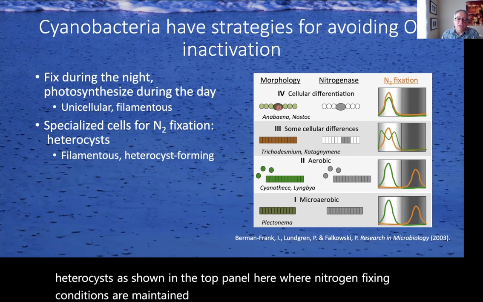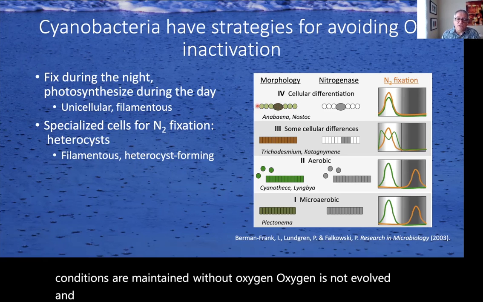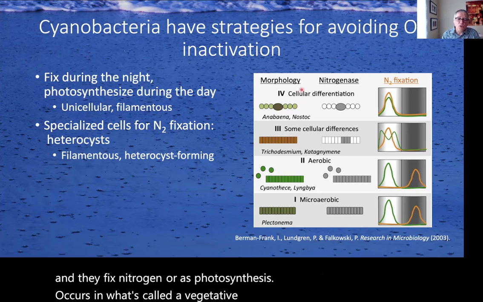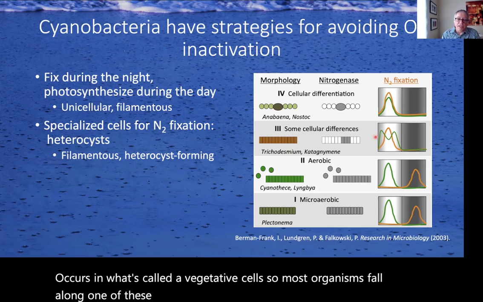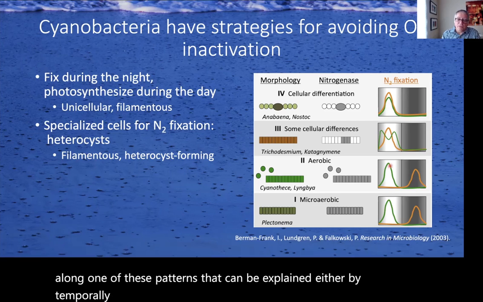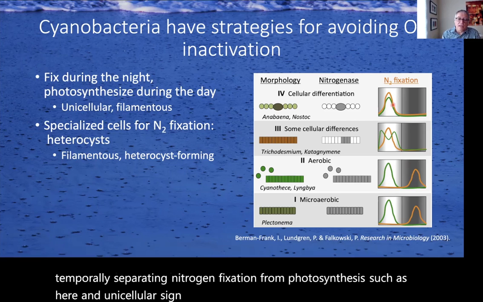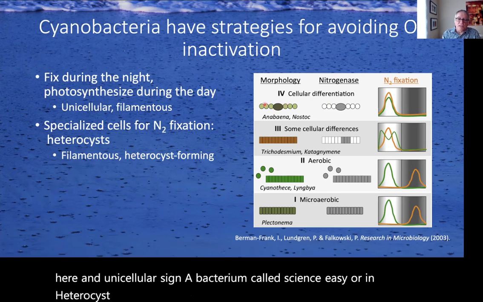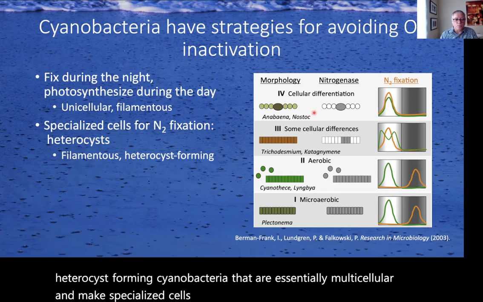Oxygen is not evolved, and they fix nitrogen, while photosynthesis occurs in what are called the vegetative cells. So most organisms fall along one of these patterns that can be explained either by temporally separating nitrogen fixation from photosynthesis, such as here in a unicellular cyanobacterium called Cyanophyceae, or in heterocyst forming cyanobacteria that are essentially multicellular and make specialized cells for nitrogen fixation.